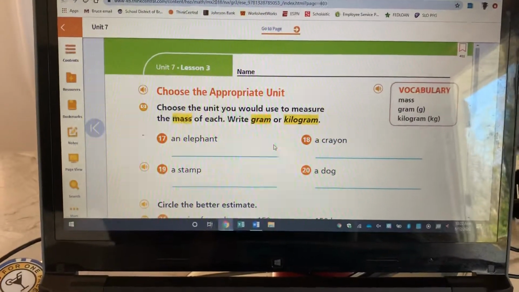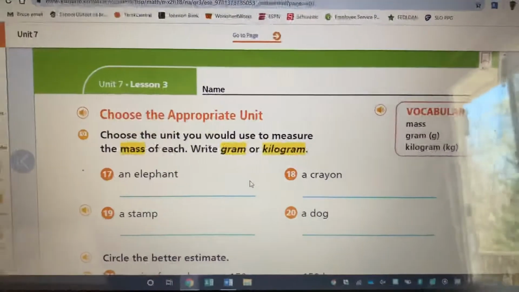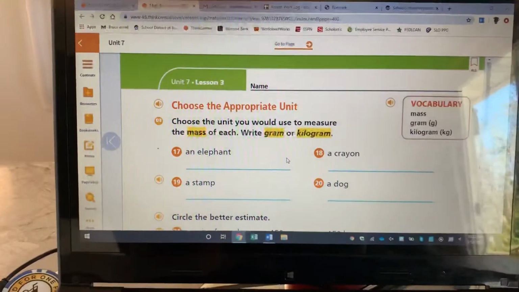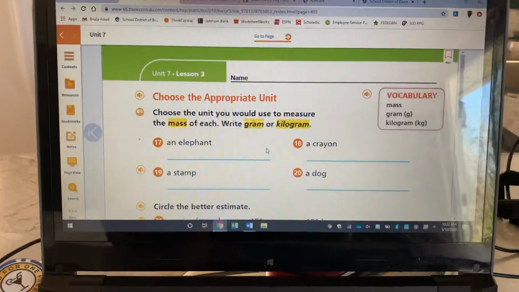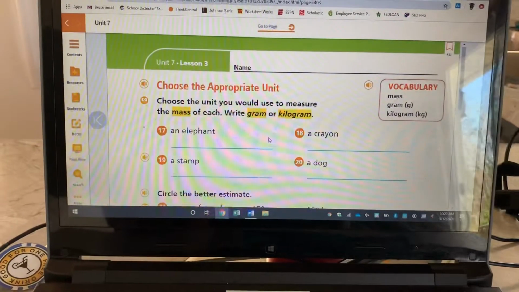But here we're looking at the metric units, gram, kilogram. And they don't really call it weight, they call it mass. So something's mass is how much it weighs in metric. And let's just go through a few questions here.